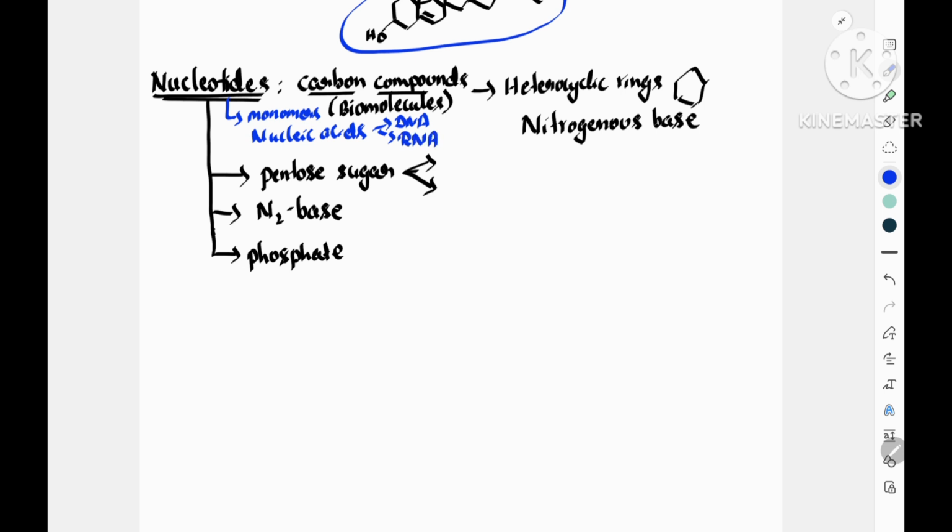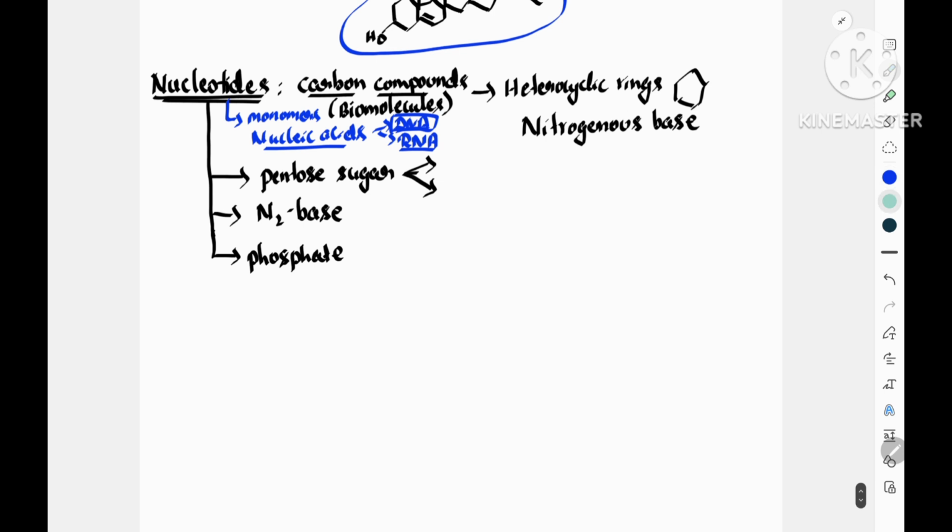You have studied previously that amino acids are the monomeric units of proteins, and simple sugars are the monomeric units of carbohydrates. Likewise, nucleotides are the monomeric units of nucleic acids, and nucleic acids are of two types, DNA and RNA. If the nucleotide is found in DNA, then it contains a pentose sugar called deoxyribose sugar. Pentose sugar means it contains 5 carbons.